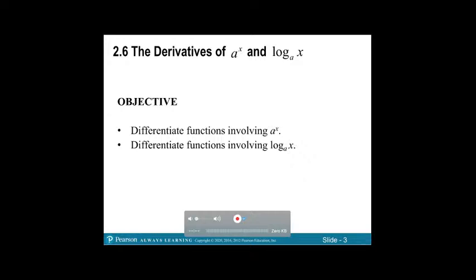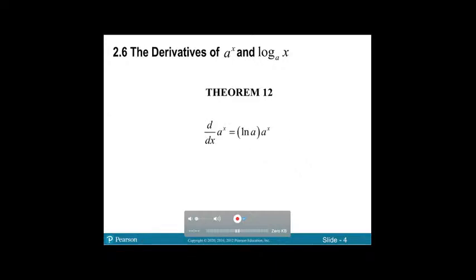Okay, so this is the last section for chapter 2, the derivatives of exponential functions base A and log functions base A. So we want to differentiate functions involving a to the power of x and differentiate functions involving log base A of x. Right? So the derivative of the exponential function base A is going to be the natural log of A times a to the x.